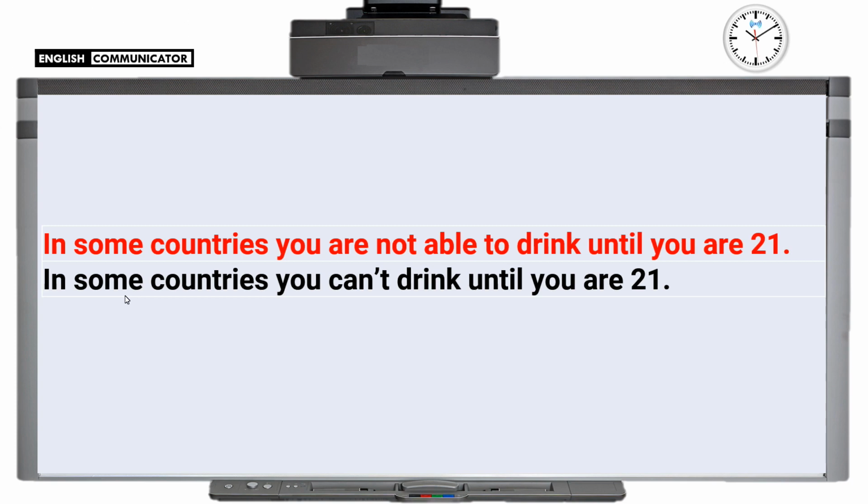In some countries, you're not able to drink until you are 21. In some countries, you can't drink until you are 21. What's the difference? In some countries, you can't because you're not allowed. It's possible, but you can't because you're not allowed. It is abolished by law. So you're not permitted, and when there is a permission, then comes can't.